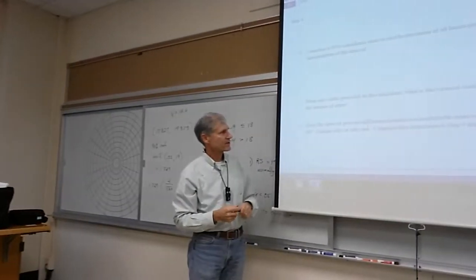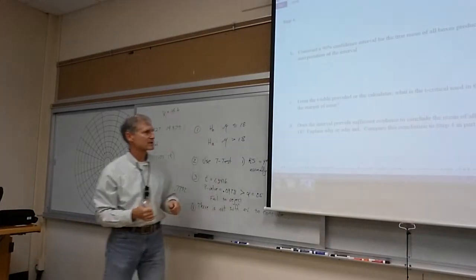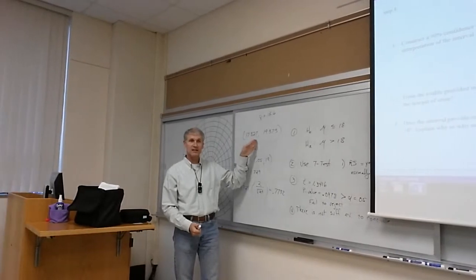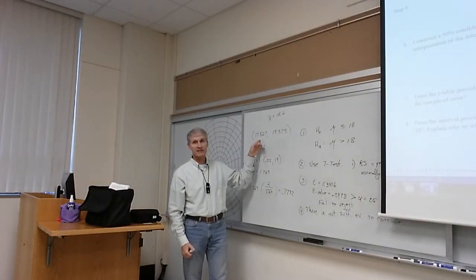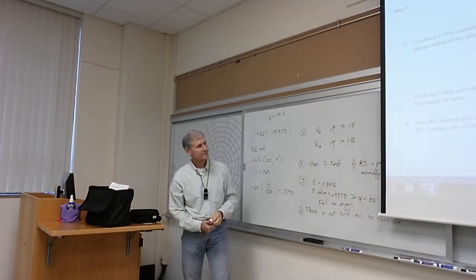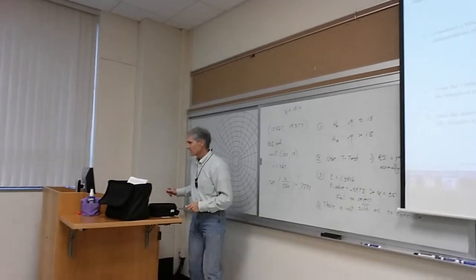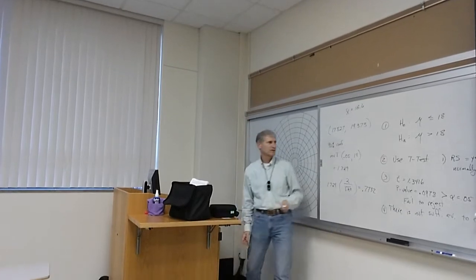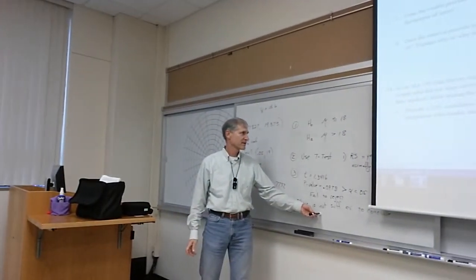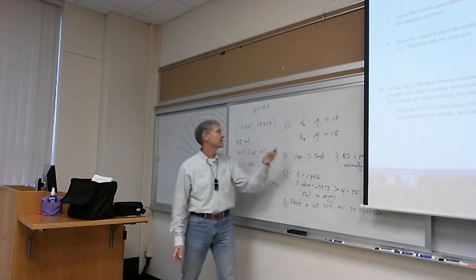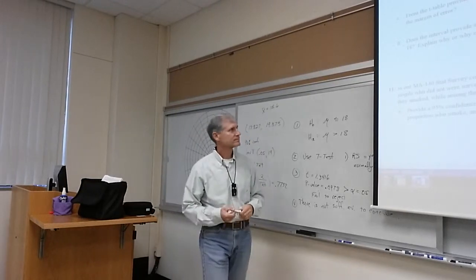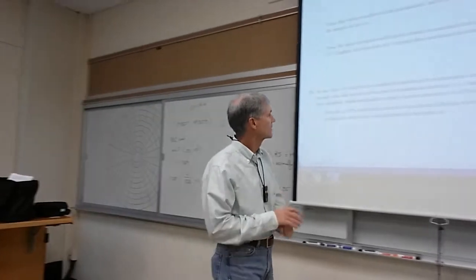Does the interval provide sufficient evidence to conclude the mean of all boxes is greater than 18? No, because 18 is in the interval, so are numbers that are less than 18. Compare that conclusion to step 4 in part A. That's the same conclusion. Step 4 says not sufficient evidence to conclude that it's greater than 18. That's what this says also. Not sufficient evidence.